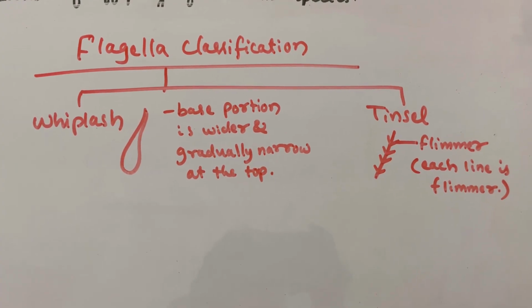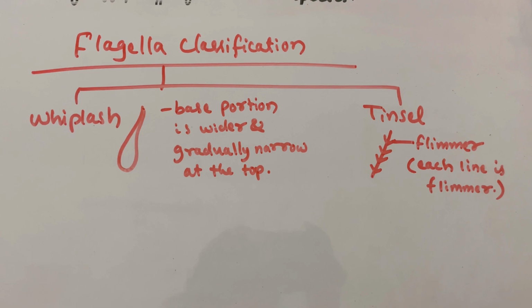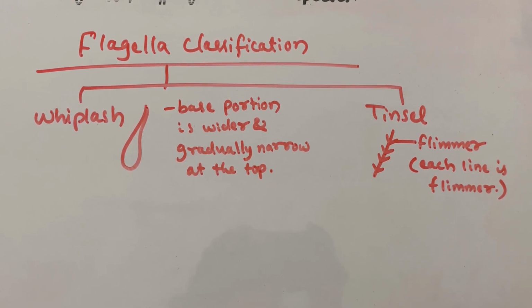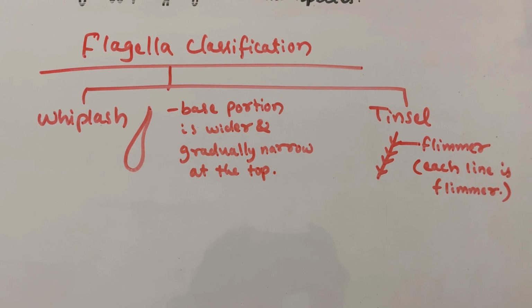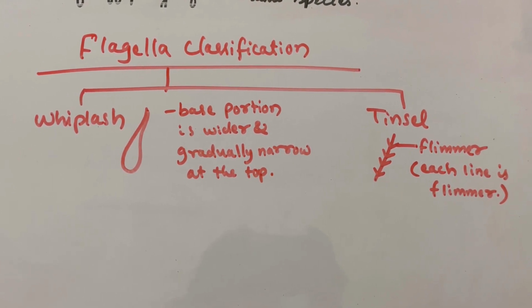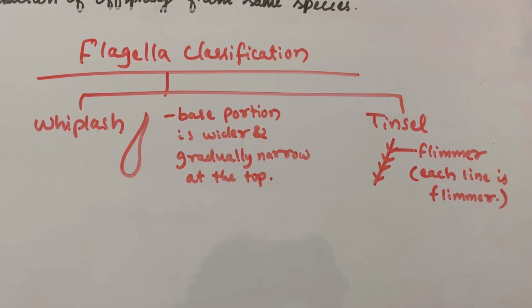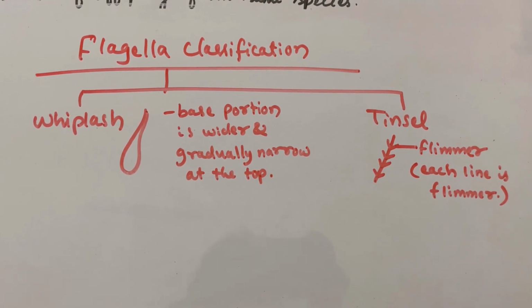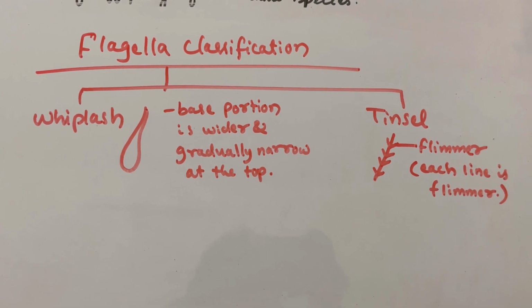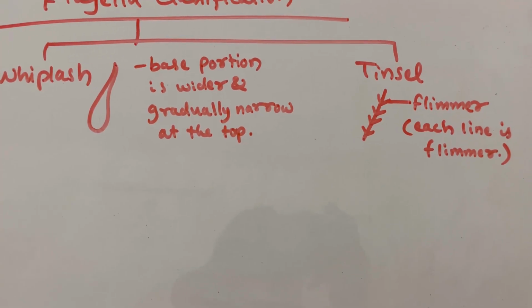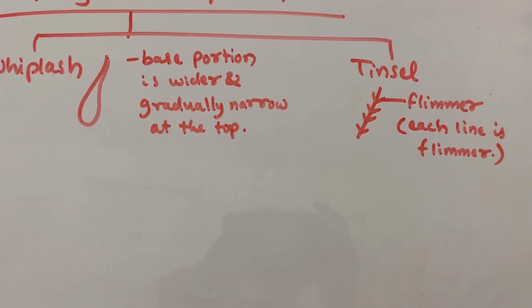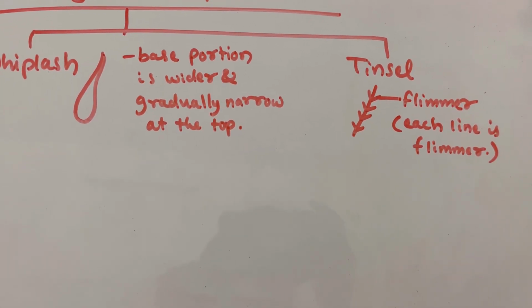Now we will study about flagella classification. There are two types of flagella. One is whiplash and the other is tinsel. Basically, in whiplash the base portion is wider and gradually narrows at the top. You can look at the diagram and see that the base portion is wider and gradually narrow at the top. The second one is tinsel. Here flimmer is there and each line is called a flimmer.